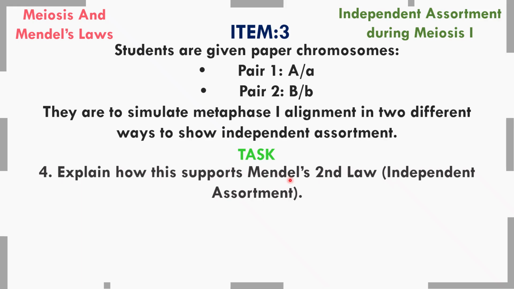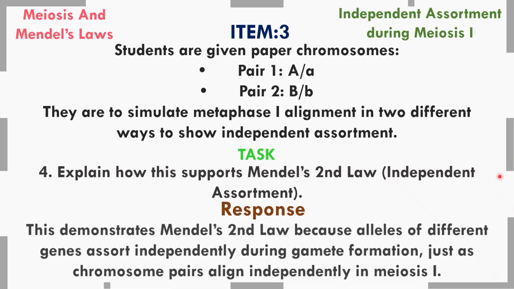Explain how this supports Mendel's second law of independent assortment. This demonstrates Mendel's second law because alleles of different genes assort independently during gamete formation, just as chromosome pairs align independently in meiosis 1.